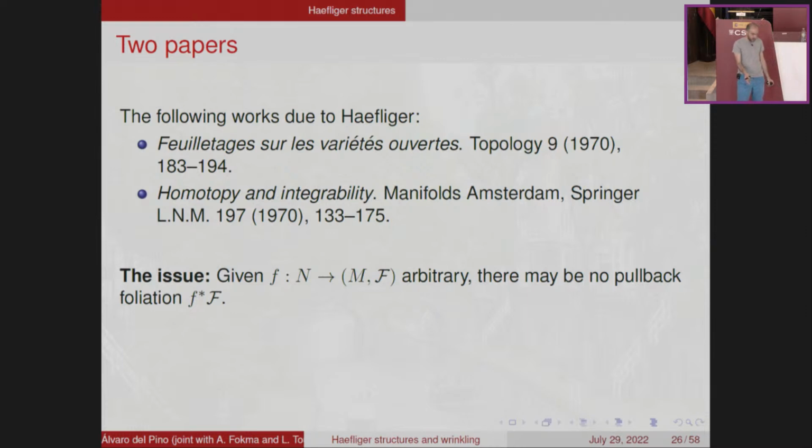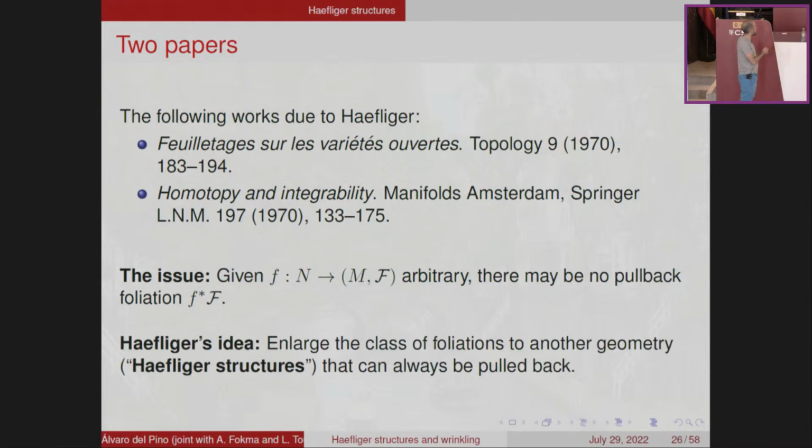The issue about foliations and about many other geometries, right, is that you cannot pull back a geometry and obtain a geometry. In general, for an arbitrary map, you can do it, let's say, for submersions or things like this quite often when you have some transversality, or depends, yeah? But what he observed is that, well, okay, there's a way of salvaging this if you're willing to go to a more general geometry. So there's this geometry called Haefliger structures, and you can always pull them back. And they are a slight generalization of foliations.